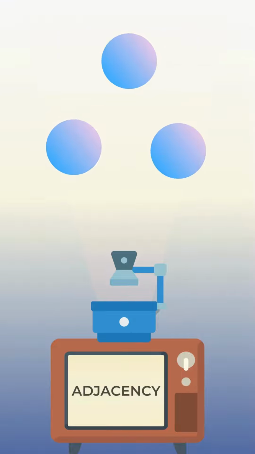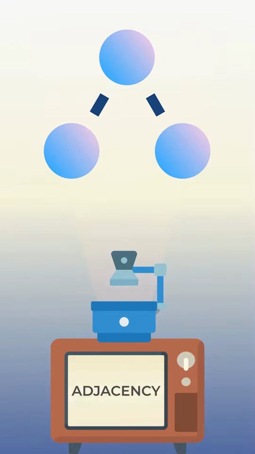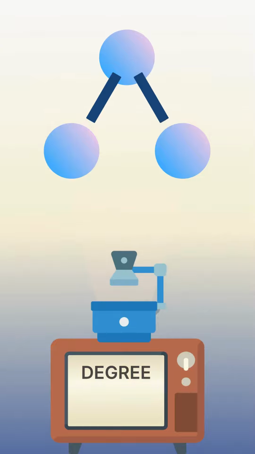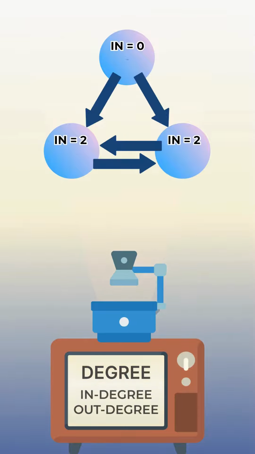A node is considered adjacent to another when they are directly linked as neighbors. The degree of a vertex is the number of edges that touch it. In directed graphs, the in-degree of a node is the number of incoming edges, while the out-degree is the number of outgoing edges.